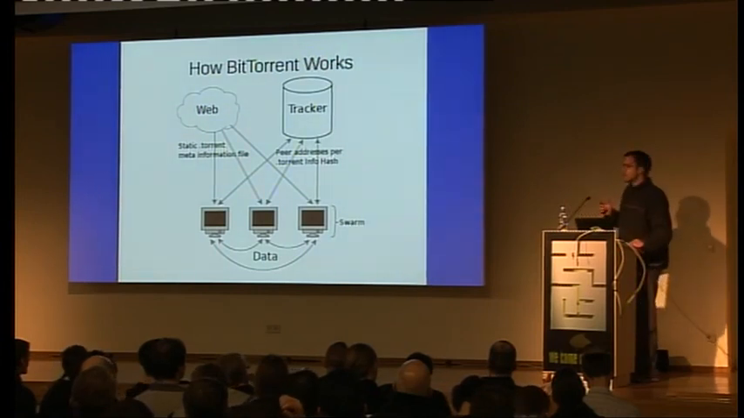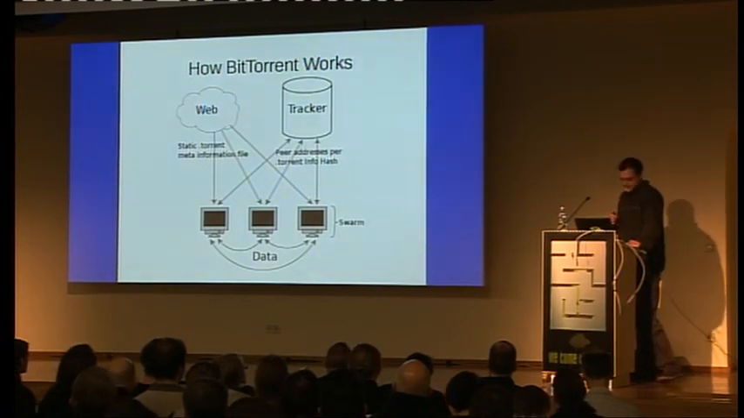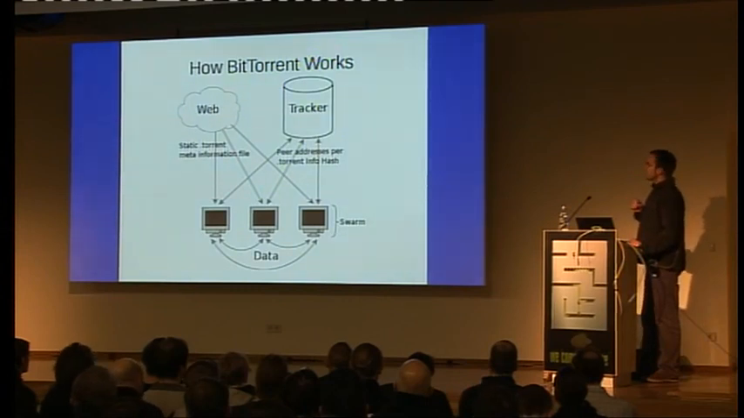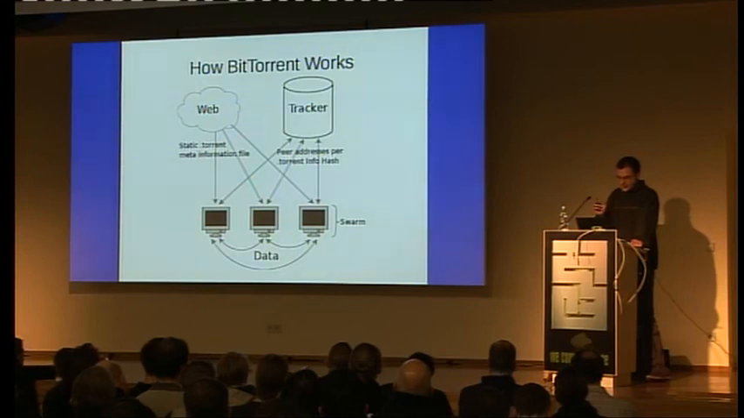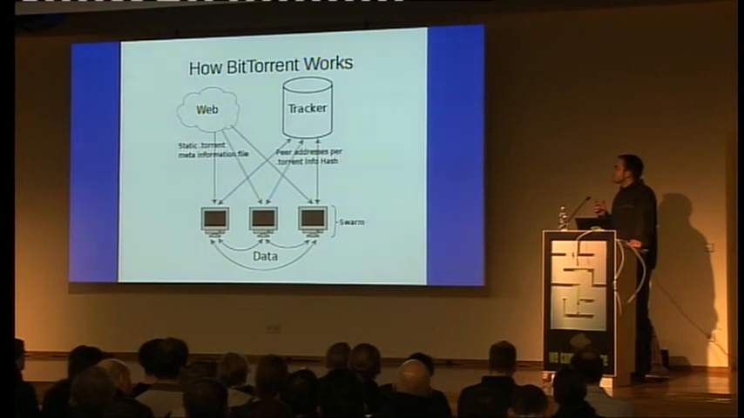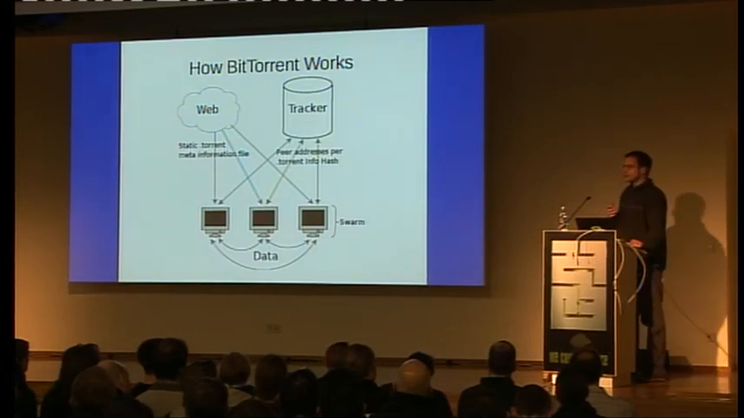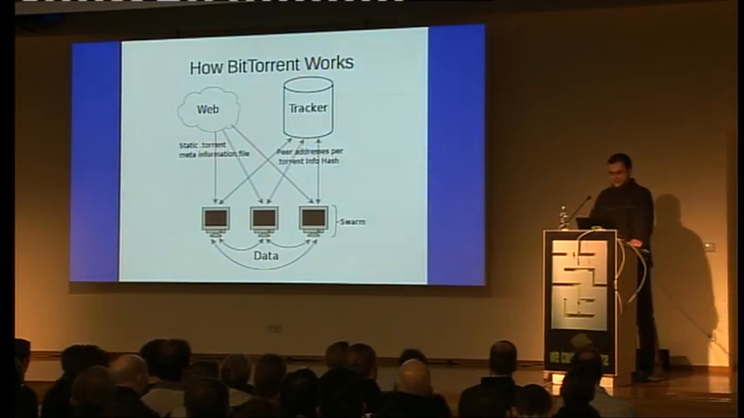It's quite obvious that there are two single points of failure: the torrent indexes on the web and the trackers. The impact of a tracker failure is alleviated by an extension called announce list, where you can put multiple trackers into a torrent file, but it's still a central service.